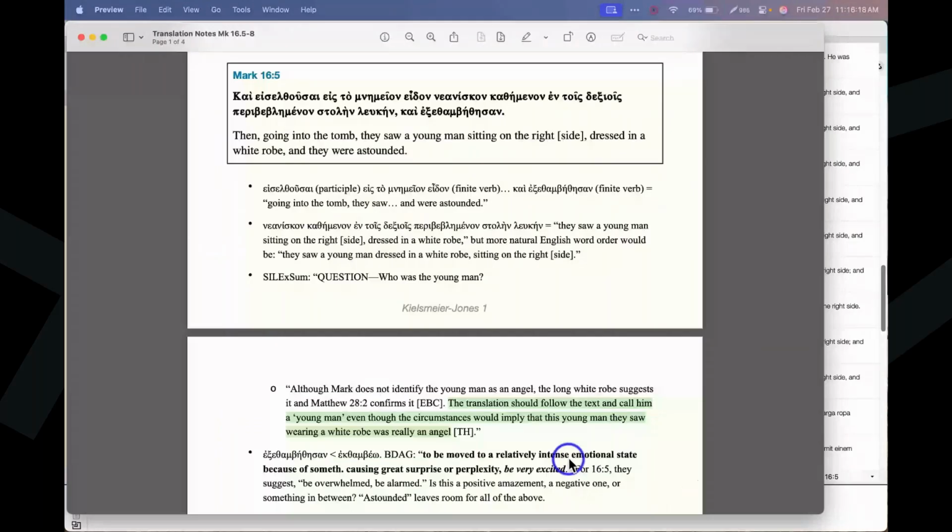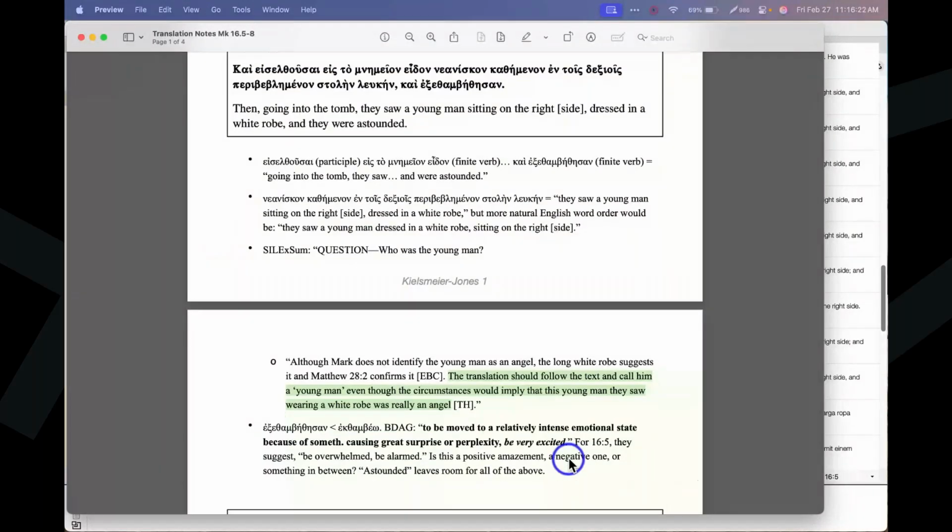So his presence there is enough to alarm them. I mean, there are a few things that are surprising here. Mark doesn't describe them all. He does describe the tomb being opened with the stone being rolled away. That's shocking enough. This guy's presence here is shocking.